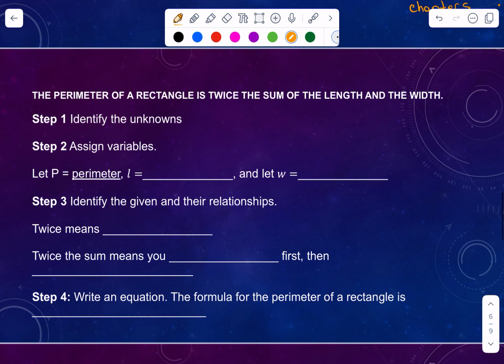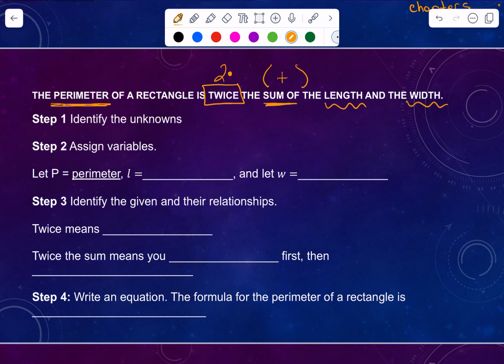All right, so let's try a geometry one. It says the perimeter of a rectangle is twice, 2 times, the sum, remember that means groupings with an addition, of the length and the width. Okay. So identify the unknowns. So let's define some variables. Let P equal the perimeter. Let L equal the length. That's an unknown. We don't know what it is. And let W represent the width.